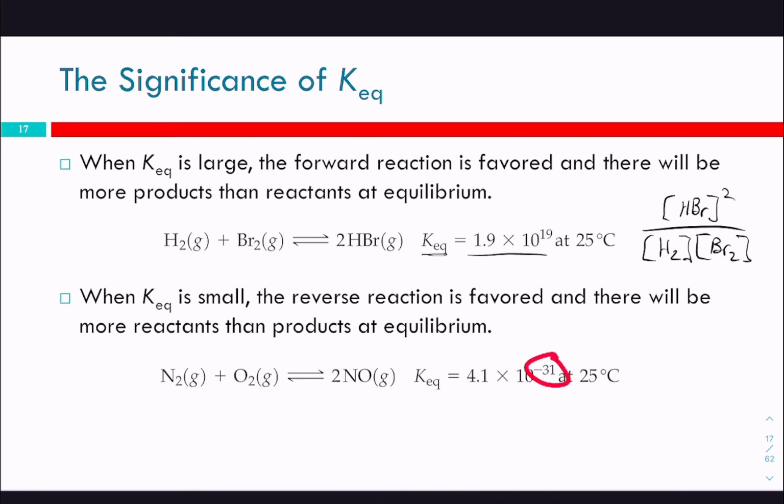And in this case, this is times 10 to the negative 31. So it's a very, very, very, very small number, right? A mole is 6.022 times 10 to the 23rd. So times 10 to the negative 31 is very small indeed.